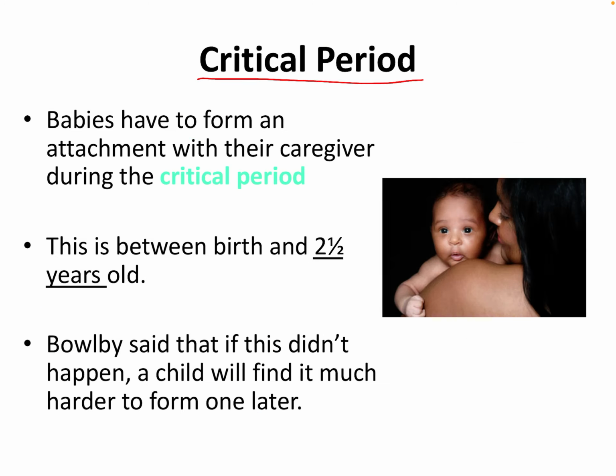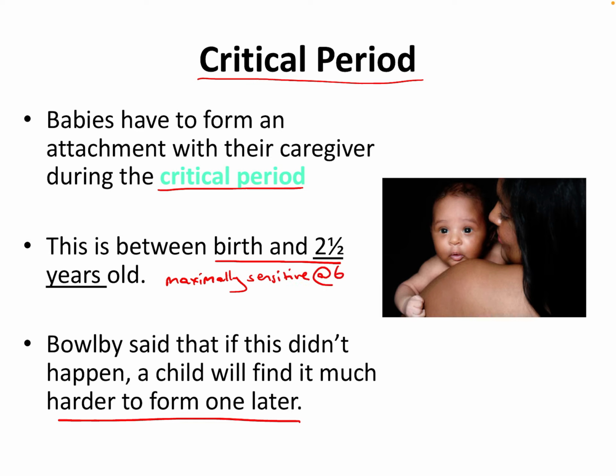The next key element is this idea of a critical period, which we've come across before in Lorenz's research, and Bowlby was inspired by Lorenz's research. Bowlby thought that babies have to form an attachment with their caregiver during the critical period. This is a window of opportunity, a window of time in which infants can form an attachment. Otherwise, they're going to find it much harder to form one later. There might be consequences down the line if this attachment doesn't take place between birth and 2.5 years of age. Bowlby thought that infants were maximally sensitive, so most sensitive, at around 6 months.